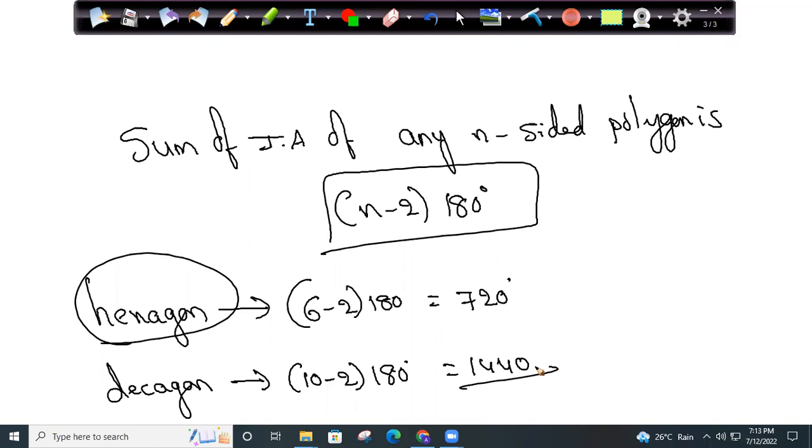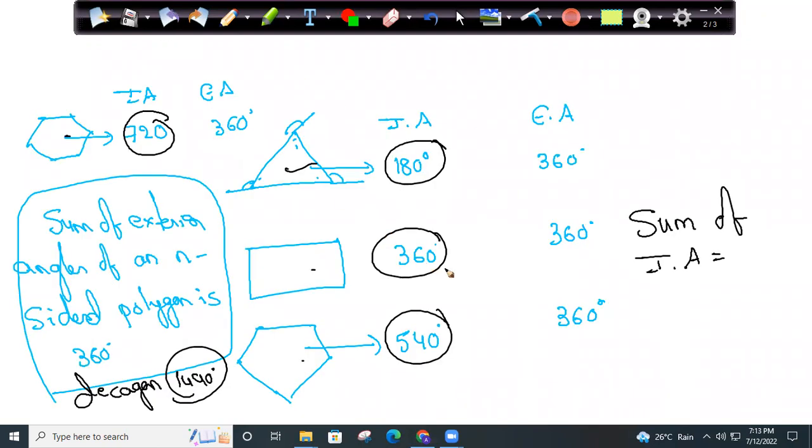Okay? So the sum of interior angles of any polygon is given by n minus 2 into 180 degrees. The sum of exterior angles is 360 degrees. Simple things. I'm not complicating, I'm just teaching you what is required. I'm not going even 1% beyond or 1% less. You just need to know every point that I'm discussing here. So you are required to know this.